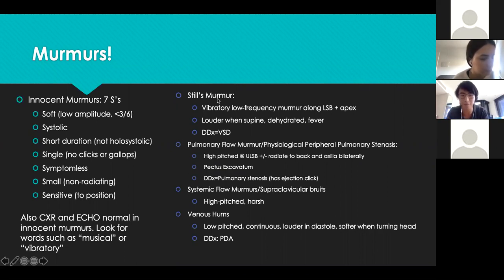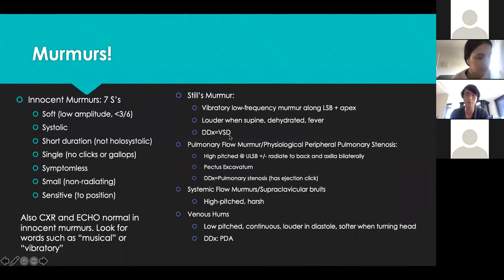And the different ones you'll find are Still's, which is the most common. It's related to flow and it occurs in your 2 to 6 year olds. It's a vibratory low frequency murmur, and you hear it on your left sternal border and the apex of your heart. It's louder when supine or if they're sick, like dehydration or fever. And you've got to differentiate that from your VSDs.